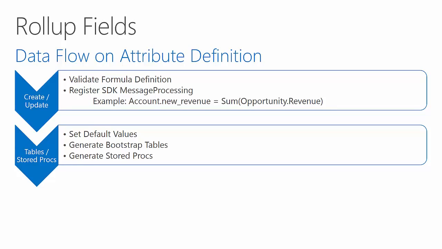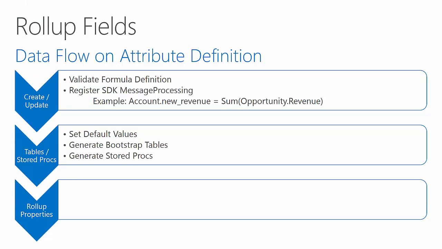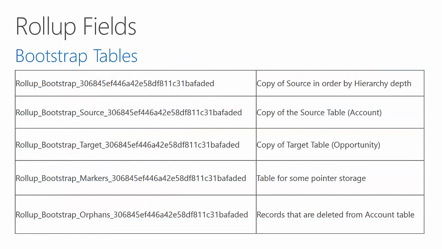Now that the tables and stored procedures are created, a couple of additional things get set up. The rollup properties table gets updated to include the new rollup field. A queue is created for async job to process bootstrap and incremental jobs. The bootstrap tables are only used after the creation or the update of the rollup field formula definition. Again, a new formula requires all records within an entity type to be updated with the new data for the rollup field.